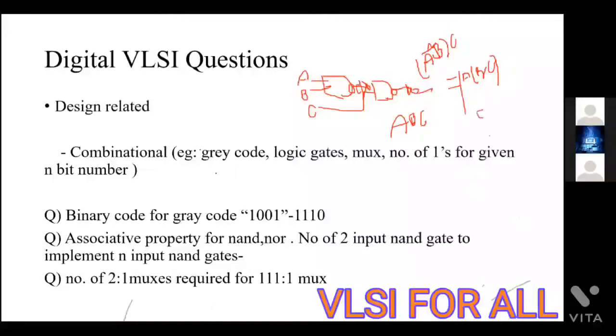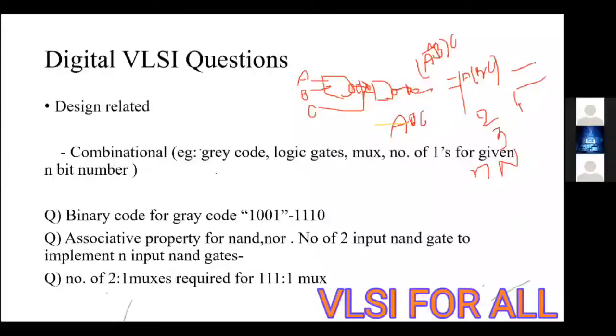So they asked the question in this way: implement first a 2 input NAND gate, later a 3 input NAND gate, followed by 4. After doing all these things, you will be generating some series. After generating that series, you can directly answer the number of gates required for the n input implementation. This is the question which was asked in Texas.